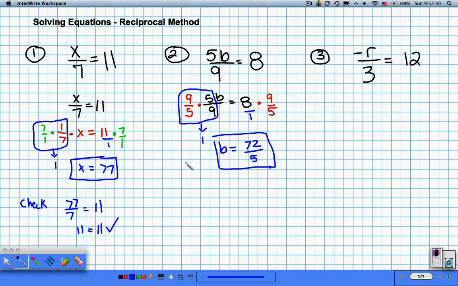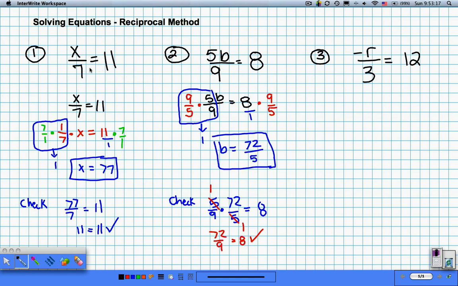So let's go ahead and check our answer. This says 5/9 times b. Well, b is a fraction, so I have to be careful how I write this. This is 5/9 times whatever b is. Well, b is 72 over 5, equals 8. Is this true? Well, we can see that we can cross cancel. Right here we have a common factor of 5, so 5 goes into itself one time. So if I multiply straight across, I'm going to end up with 72 over 9, which does in fact equal 8. Which is good.